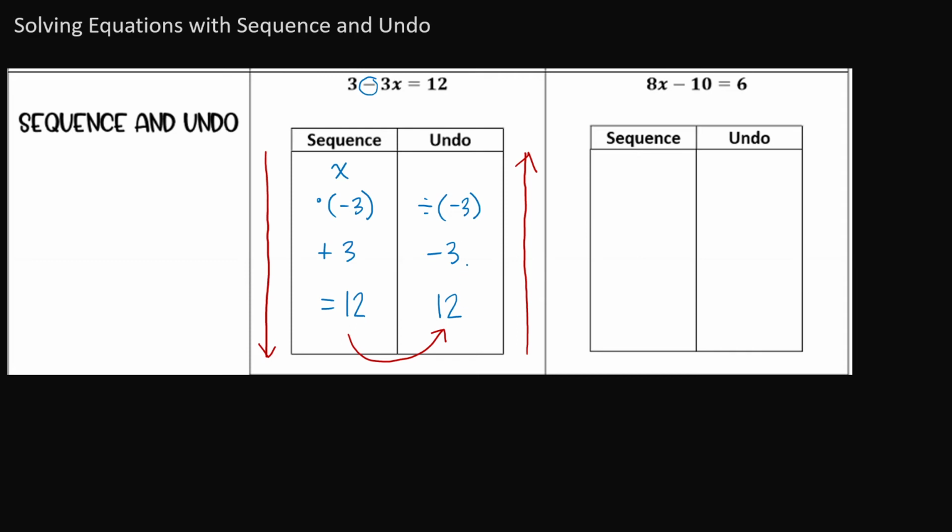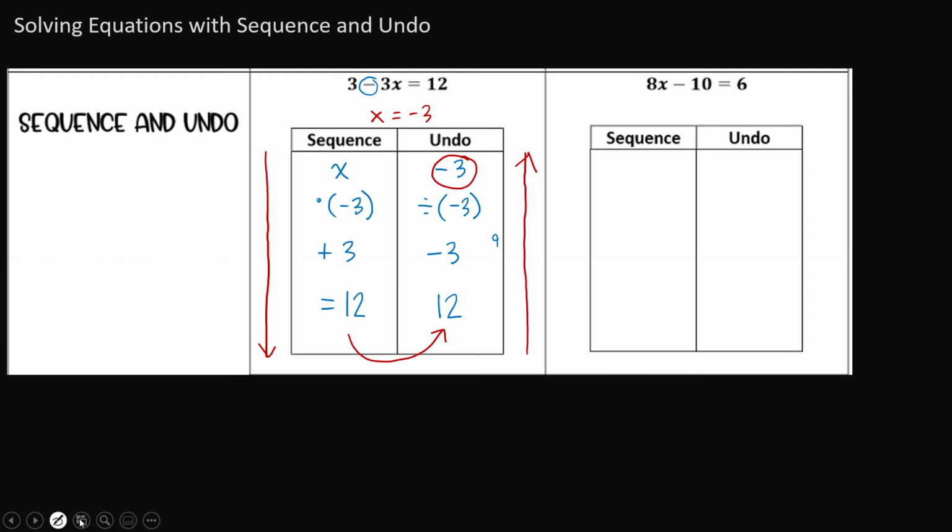So 12 minus 3 is 9. Let's just keep a quick note to ourselves. 12 minus 3 is 9. And then we're going to take 9 and divide it by negative 3. 9 divided by negative 3 is negative 3. A positive number divided by a negative number is a negative number. This is the answer to our equation. This is the result. X is equal to negative 3.